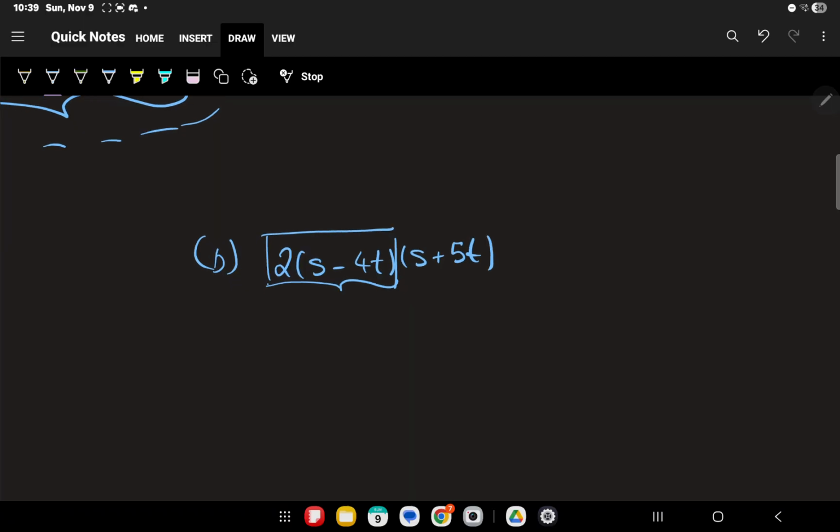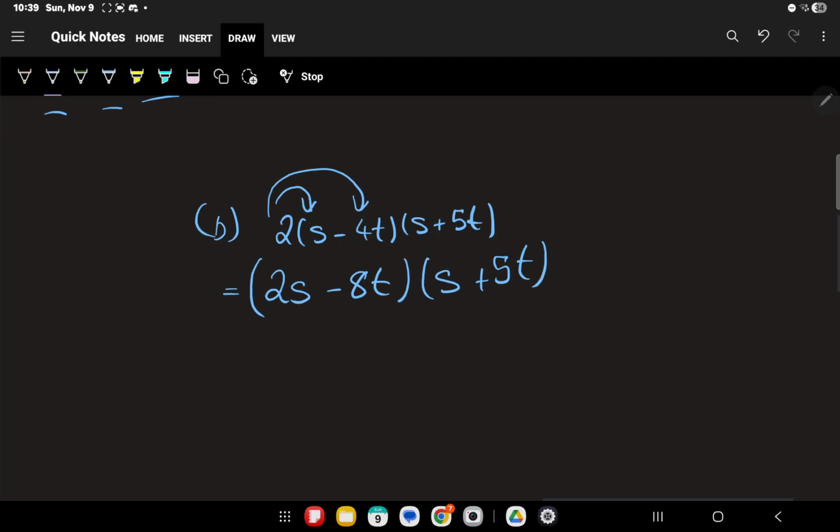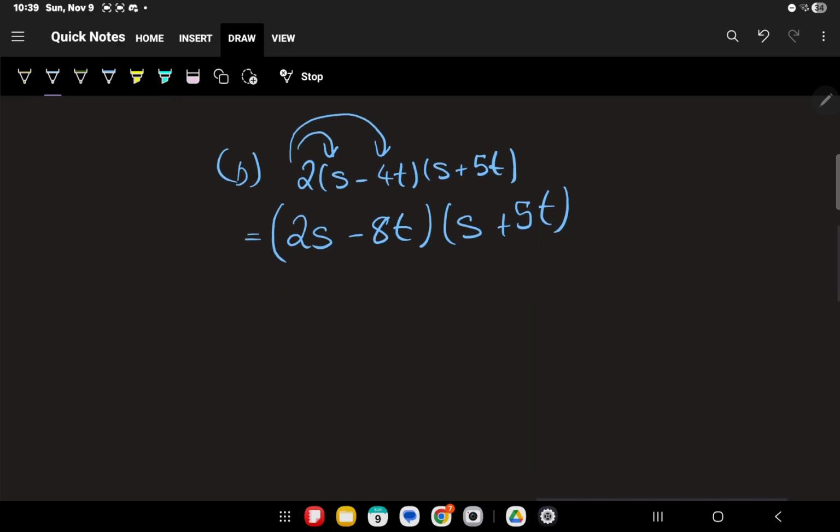So I would go ahead and expand the 2 times (s minus 4t) first, when you have three terms like this. This is just the distributive property we learned yesterday. So 2 times s is 2s, and 2 times negative 4t is negative 8t. You close that bracket, and now you have a simple binomial. Now we're back to something that we are familiar with. Now we expand with FOIL. So the first terms, 2s times s, is 2s squared.